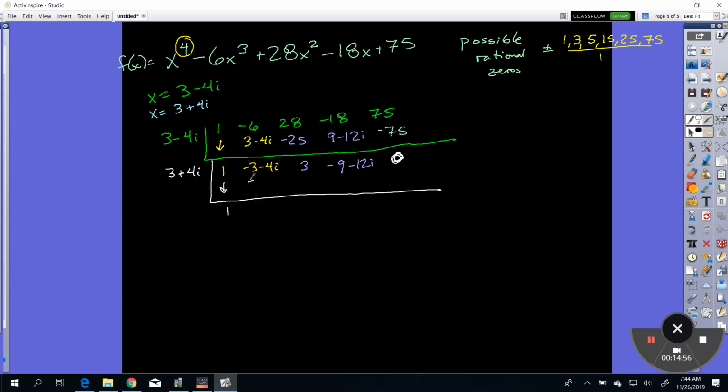So the 1 goes down. 1 times 3 plus 4i makes 3 plus 4i, so those go away. Yeah, it's kind of like long division and synthetic division had a child, and this is its offspring. And then 3 plus 4i times 3 is 9 plus 12i, and those go away and give us another 0. So that one was much better than the first one.